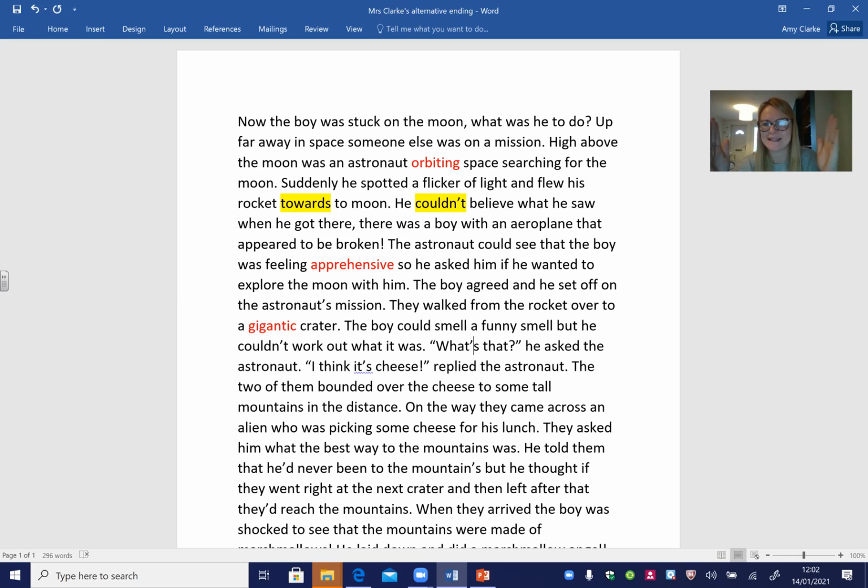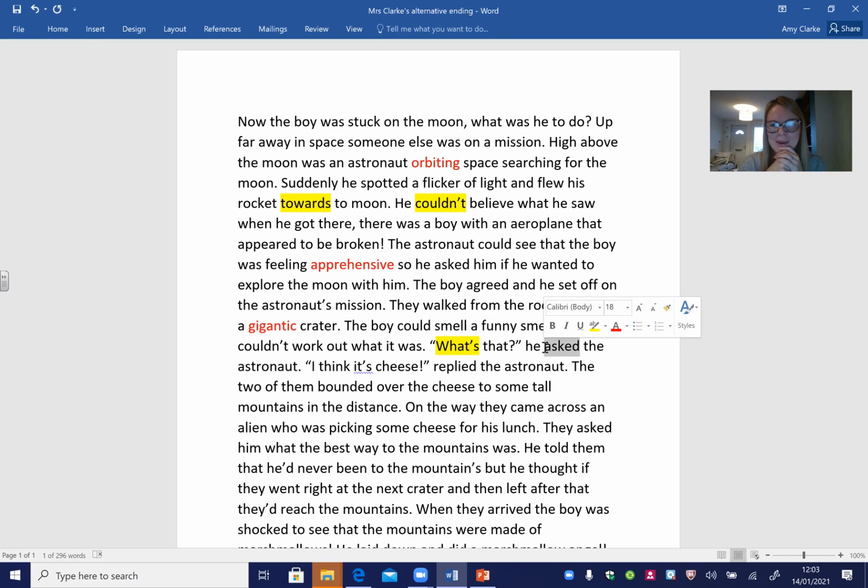Because what and is shortened together to make what's. So let's highlight that to remind us that we changed it. What's that? He asked the astronaut. I wonder if we could think of another word for asked. What could we say? Pause the video now, have a think. Any other words for the word asked?